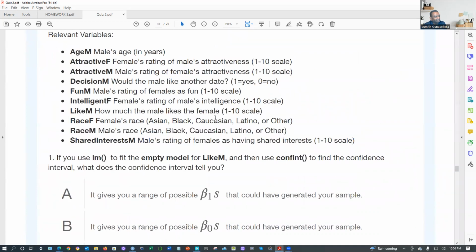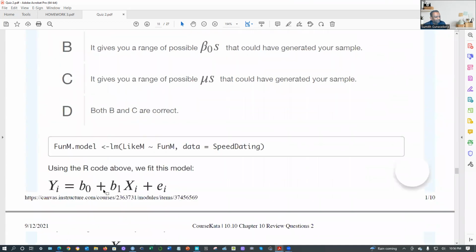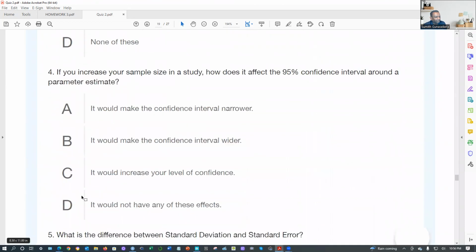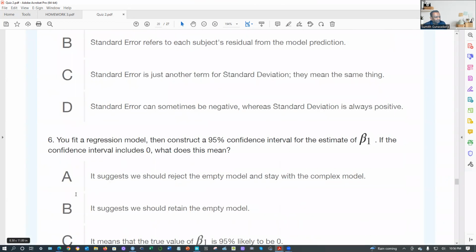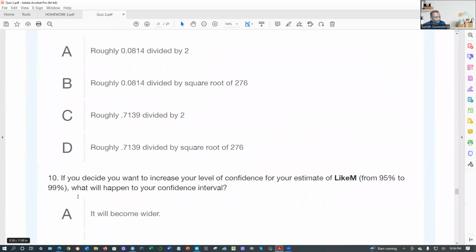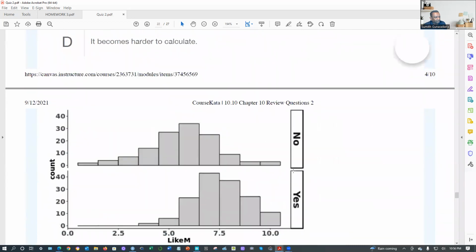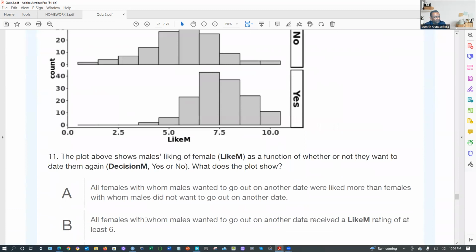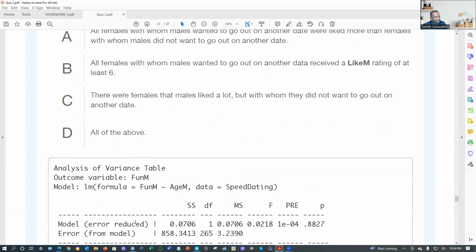How much the male likes the female. Even when the male likes the female, they don't want to go for another date, see? How many people? Females that males like a lot, but with whom they didn't want to go out on another date, see?